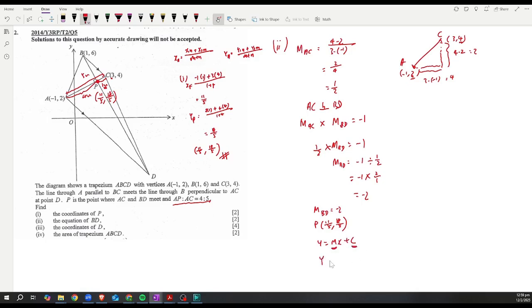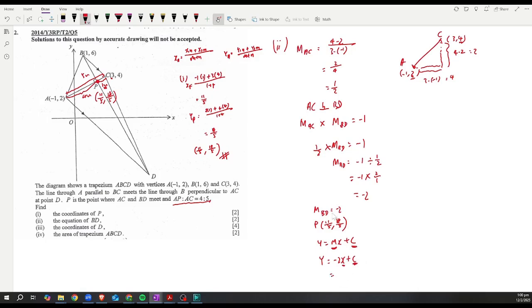We know the gradient, so we can sub that in. y equals negative 2x plus c. So now we are left with one unknown to solve. The equation of the line tells us every coordinate that lies along the line. So if we know the x coordinate and substitute that in, the equation will give us back the y coordinate.